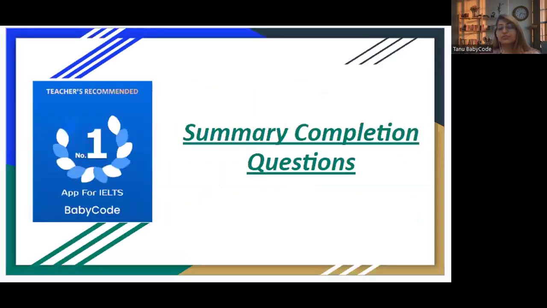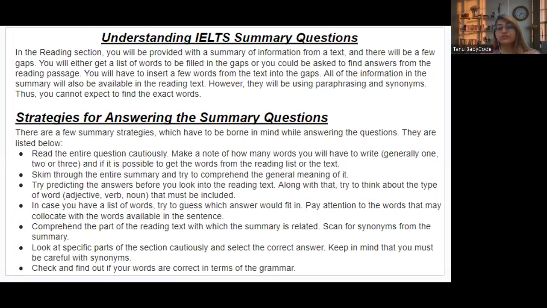Now let's come back to today's task, summary completion. What is summary completion? In the reading section, you will be provided with a summary of information from a text, and there will be some gaps. Summary completion is of two types. You will either get a list of words to be filled in the gaps, or you could be asked to find answers from the reading passage. You will have to insert a few words from the text into the gaps. All of the information in the summary will also be available in the reading text. However, they will be using paraphrasing and synonyms, so you cannot expect to find the exact words, right?